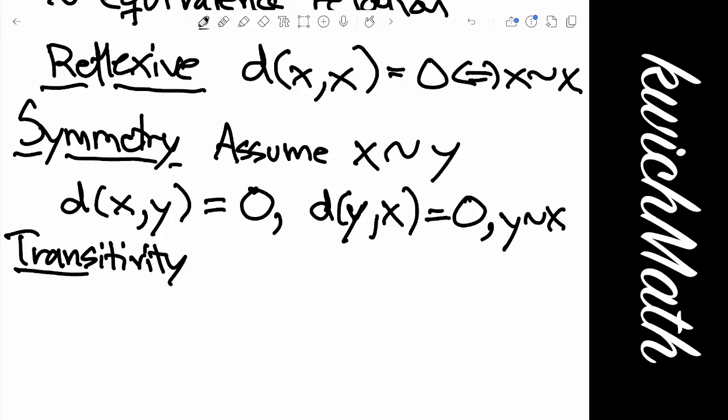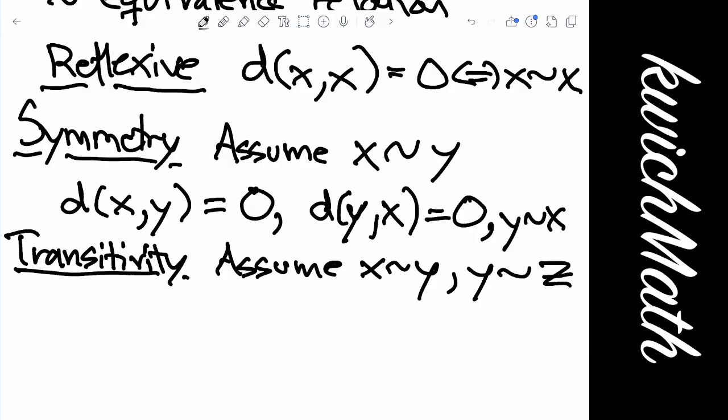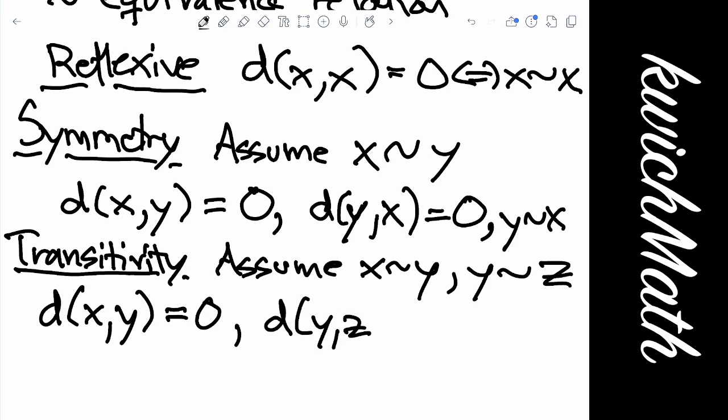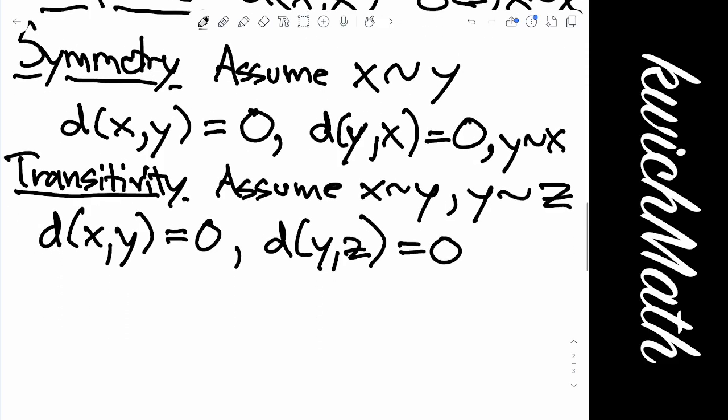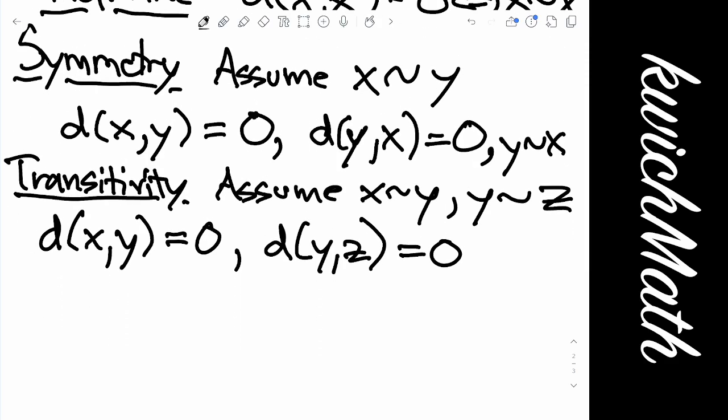Right, so here we assume that X is related to Y and Y is related to C, and then we want to show that X is also related to C. You can kind of skip the middleman, right? So these two things mean that the distance from X to Y is 0, and the distance from Y to C is 0. And we want to show that the distance from X to C is also 0.